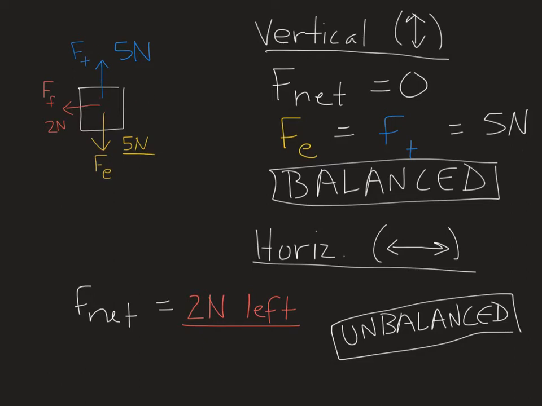That happens all the time. Sometimes they're only balanced in the horizontal and not in the vertical. Or we'll see some cases where they're balanced in all directions. And that means the object is totally in equilibrium, which we'll talk about later.